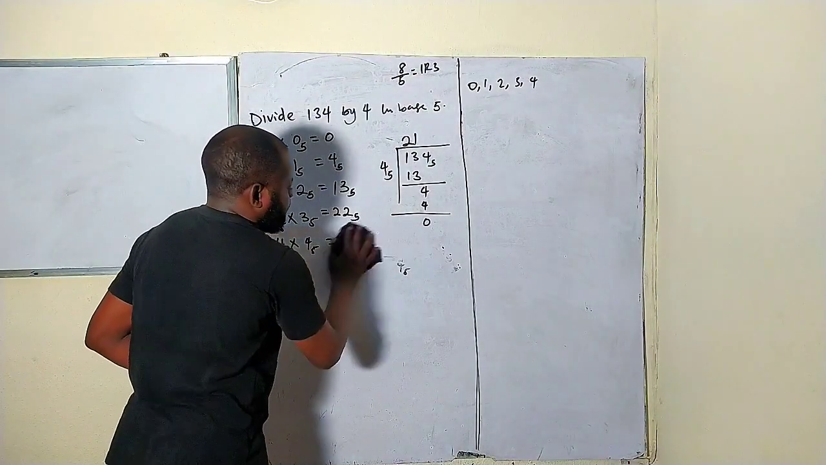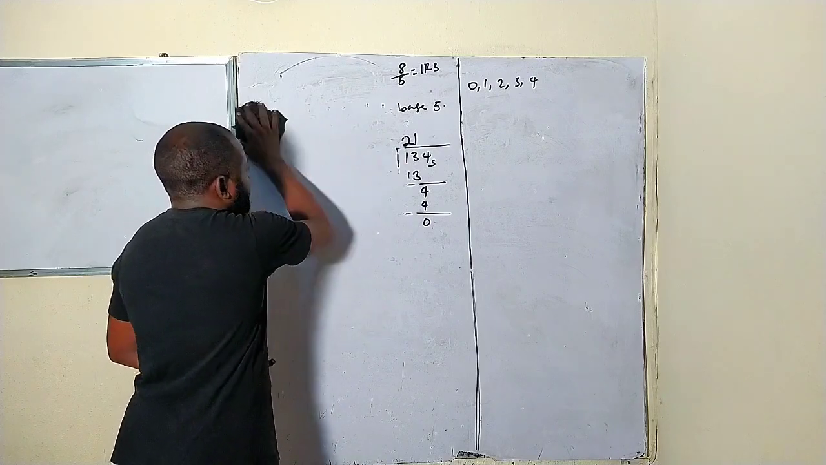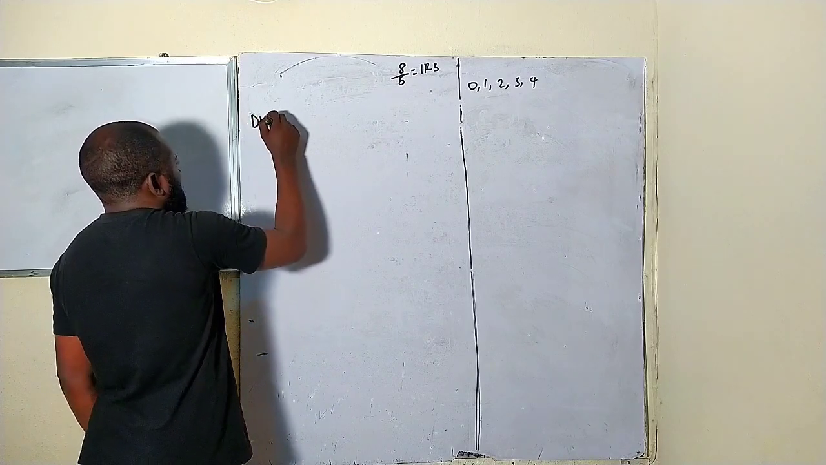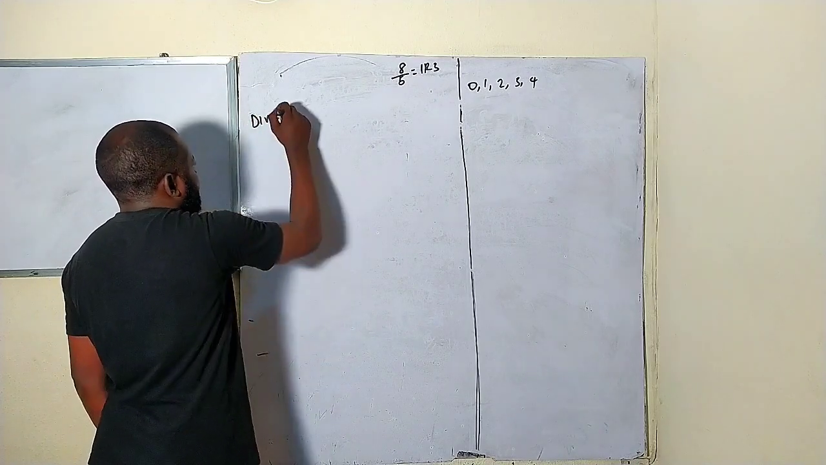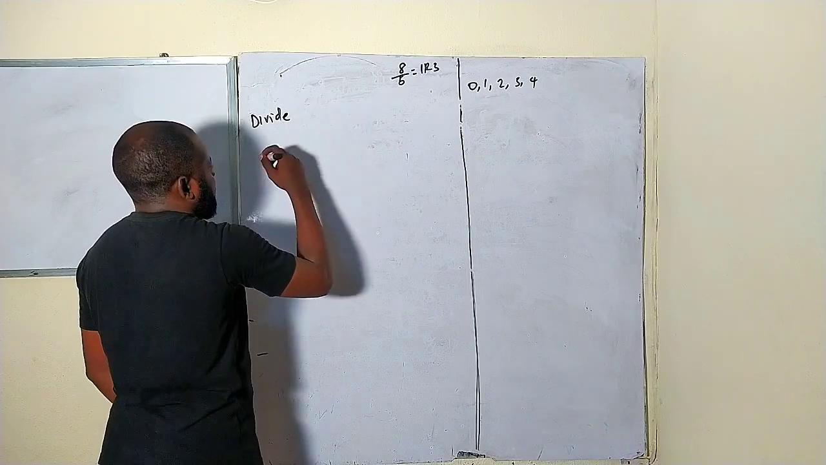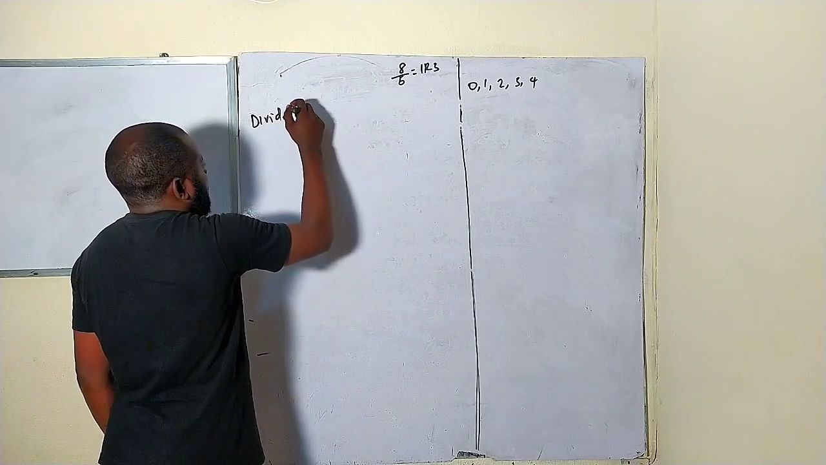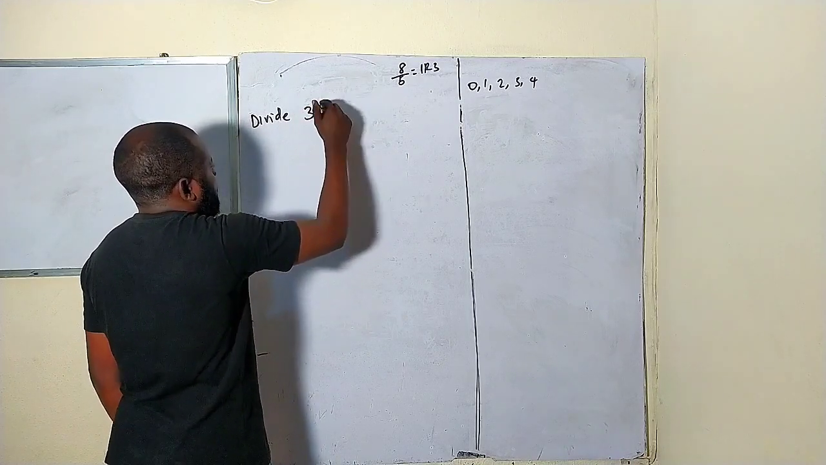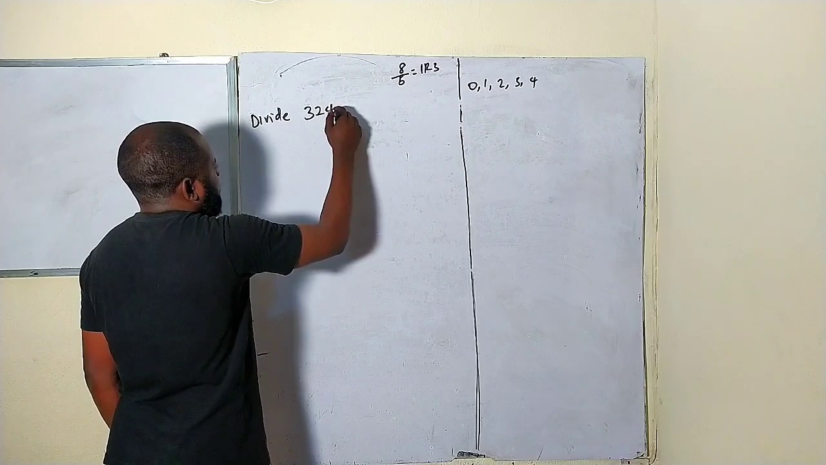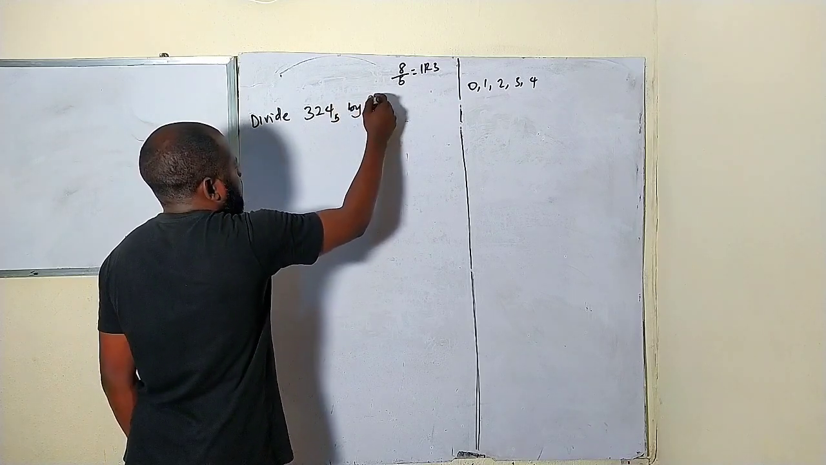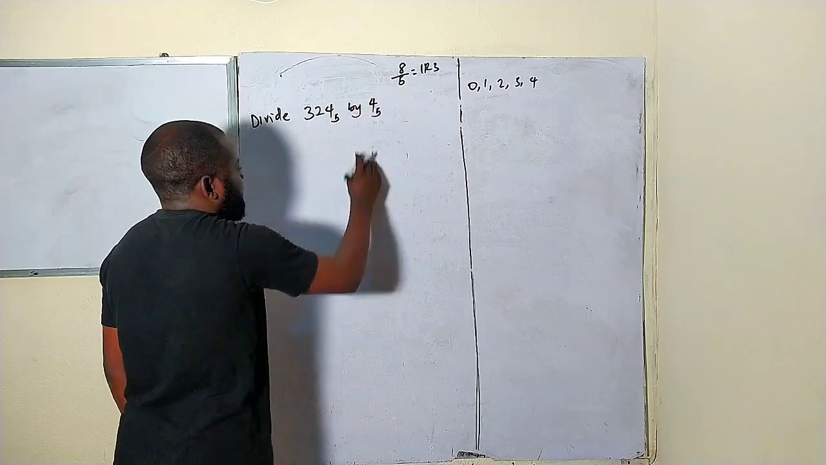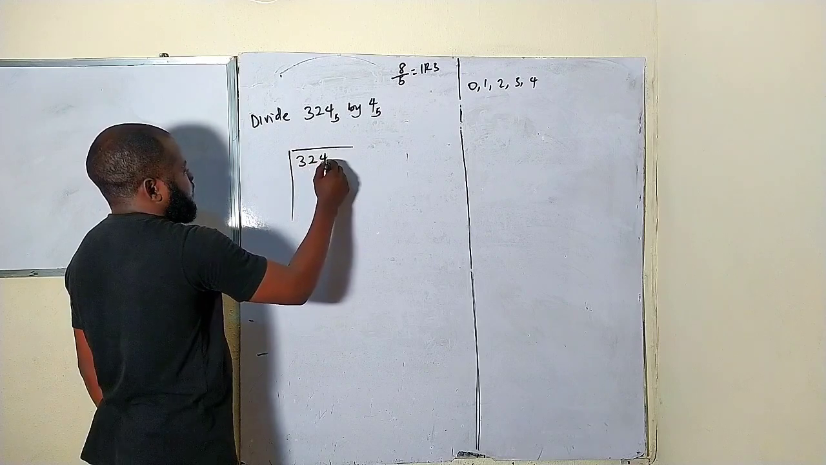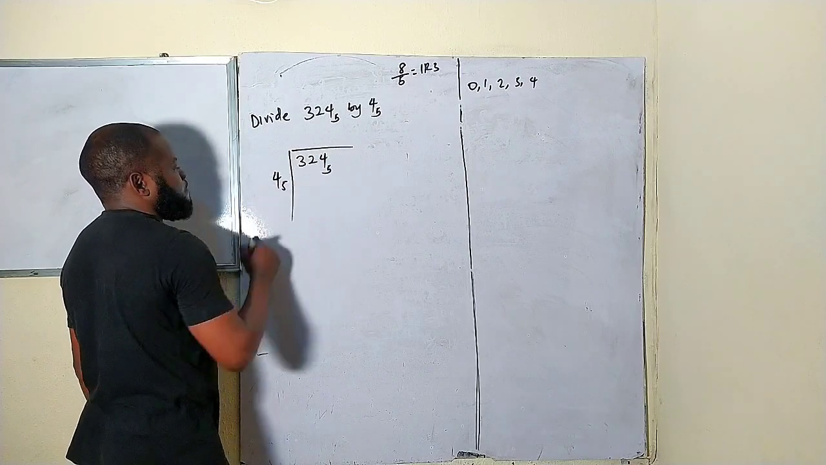Let's try another figure. We want to try another digit and see what our results can be. I shouldn't have cleaned that because I would have liked to use it as the other example, but anyway, let's start. Let's say we divide 324 in base 5 by 4 in base 5. So this is 324 in base 5, and this is 4 in base 5.